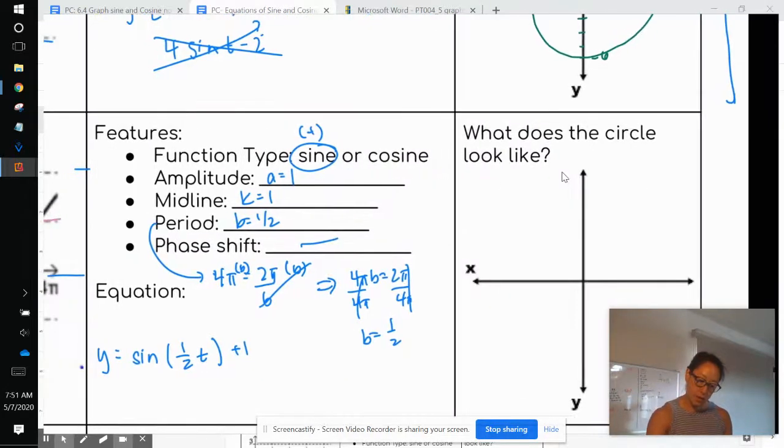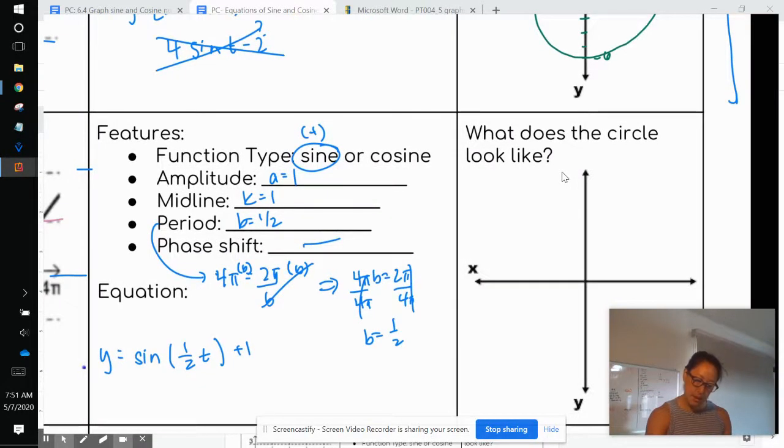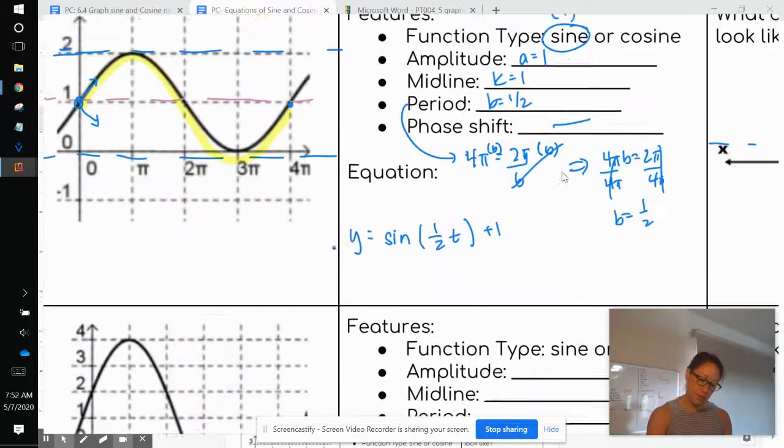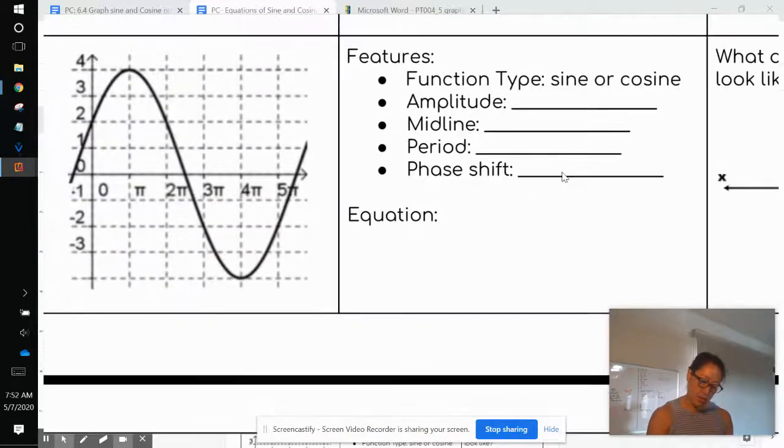What does it look like on the circle? Let us see. Sine is vertical, so the vertical midline is going to be at 1, right here. I have an amplitude of 1, so I'm going to go up 1, down 1, to the right 1. So I have a little circle right here. The highest value is 2. The lowest value is 0. How fast are we spinning? We're spinning half a degree per second. So half as fast as normal. Okay?